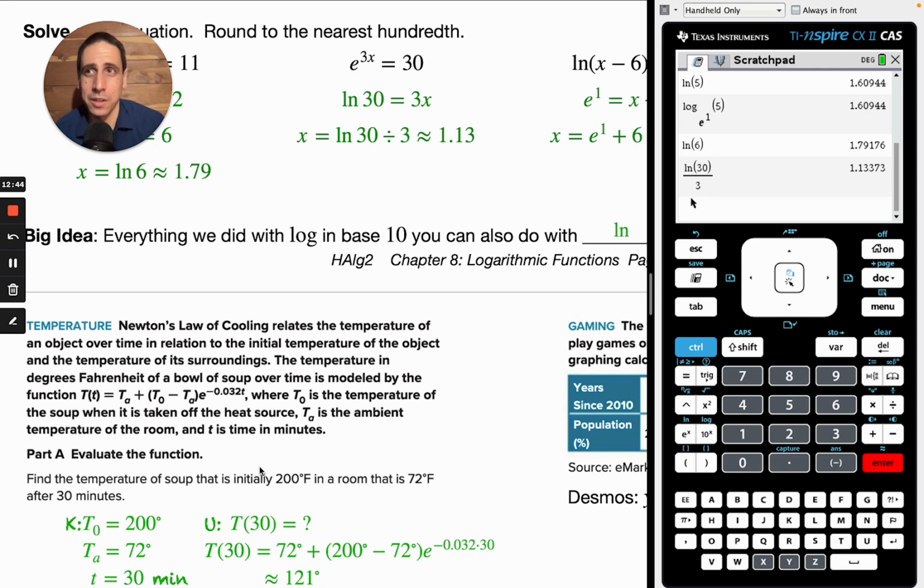Anytime something is cooling down, we're going to use this formula right here. The temperature in degrees Fahrenheit of a bowl of soup over time is modeled by the function big T of little t.